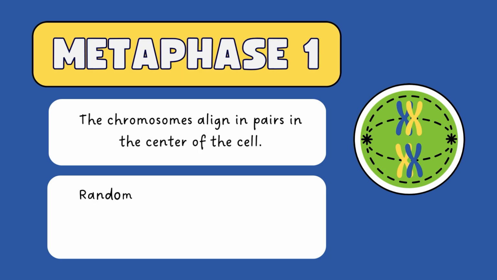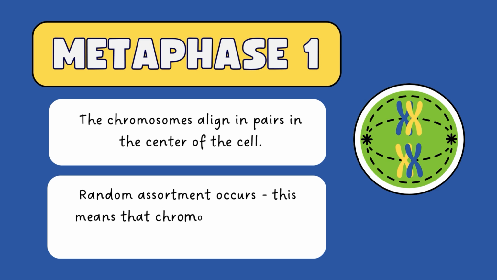Now, let's look at the second phase of meiosis, which is metaphase 1. Now, what happens in metaphase 1? The chromosomes align in pairs in the center of the cell, and because of this, random assortment occurs. This means that chromosome pairs line up randomly.